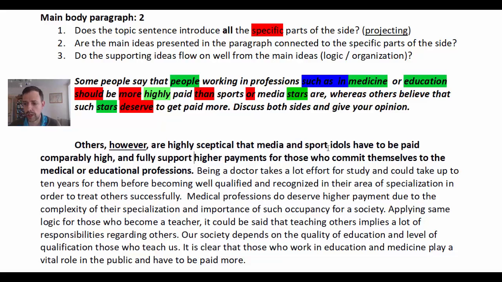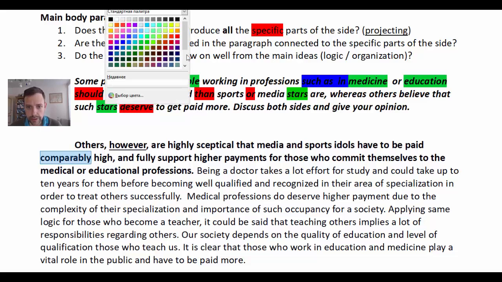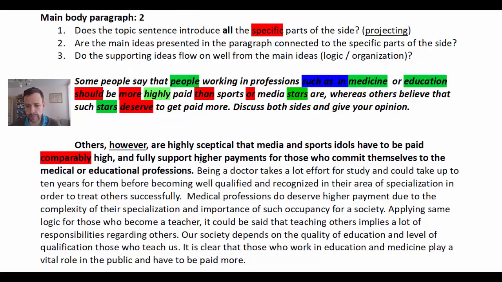Highly skeptical that media and sports idols have to be paid comparably high. It doesn't say compared to what, but it's clear from the previous paragraph, so that doesn't matter. And it continues, it's good. It's got that comparably high because we need to compare in this essay. And fully support high error payments, so that's good. We can see, if you remember in the previous paragraph, the writer lost that. They just had high. But here we've got comparably higher for those who commit themselves to medical or educational professions.